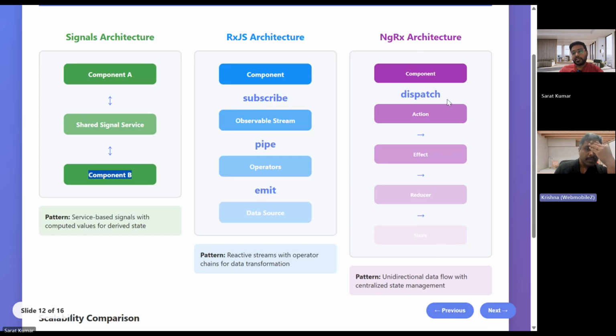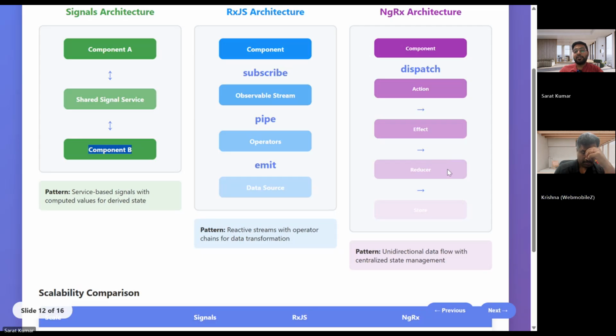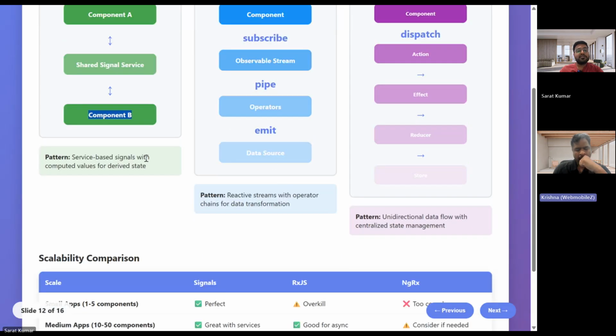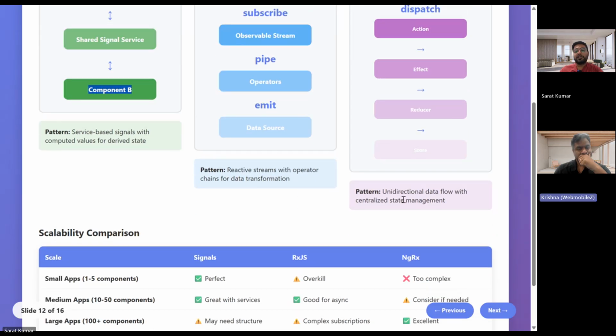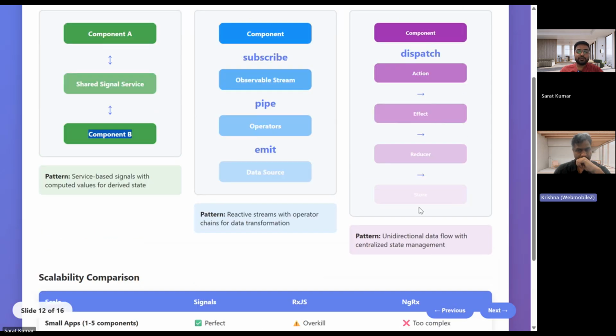You see, we need to dispatch an action. If there is an effect, we manipulate the changes in the effect for the store reducer, immutably change the state with the reducer, maintain it in the store, and again using selectors access it in the same component or different components. So the patterns: service based signals with computed values for derived state, as simple as that. In RxJS, reactive streams with operator chains for data transformation, a little bit complex. NgRx, unidirectional data flow with centralized state management, with all these steps that we need to follow, and a lot of code.